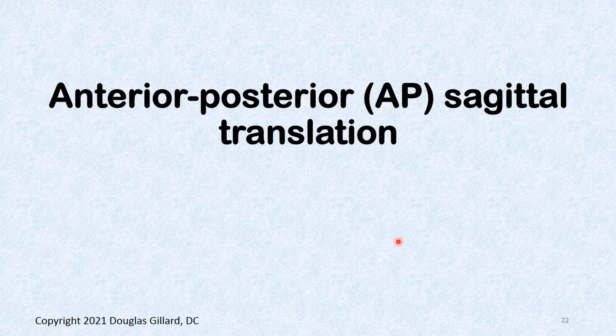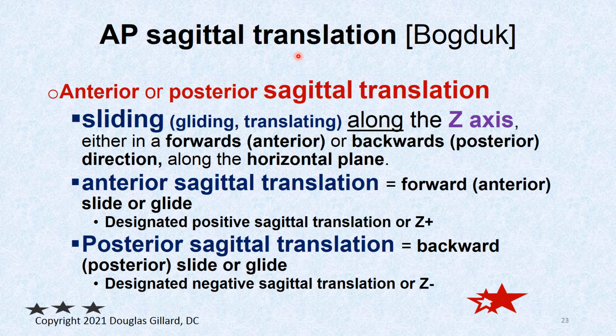So first off, we have to talk about A to P sagittal translation. So translation, we know it's going to be a sliding, and it's probably a sliding going from posterior to anterior, or from anterior to posterior, and that's exactly what it is. So anterior posterior sagittal translation is up first, and this is defined as a sliding or translating movement that moves along the z-axis without any rotation. So you're just sliding the vertebrae forward or sliding the vertebrae backwards. So there's an anterior sagittal translation and a posterior sagittal translation.